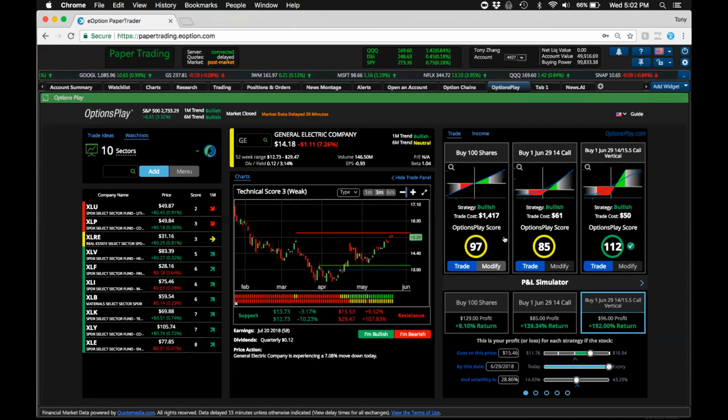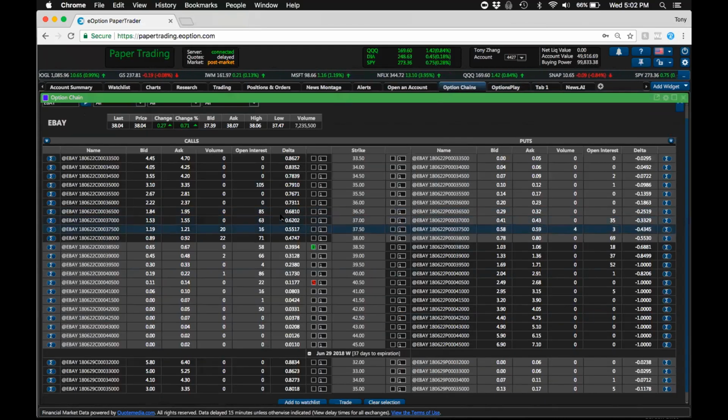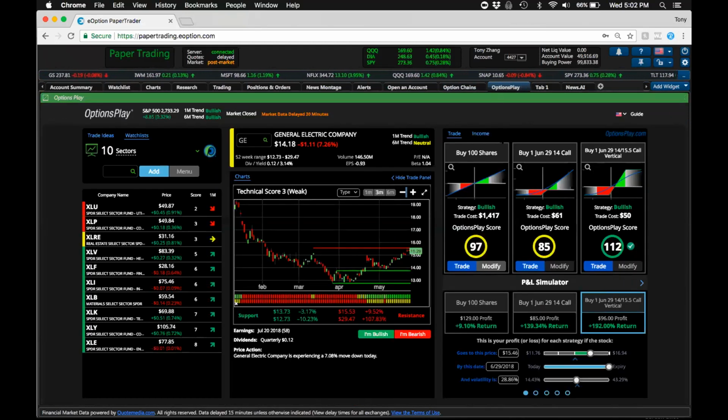Craig's asking, I'm really new to options. Where can I see the intrinsic and time value? That's better seen on the chain. So you can actually see those things using the option chains. But what we do here is we really look at the prices of the individual options. We don't necessarily look at whether it's intrinsic or extrinsic. We use the OptionsPlay score to see, is this option cheap or expensive? Because it's hard for you to tell whether an option is cheap or expensive just looking at intrinsic or extrinsic.